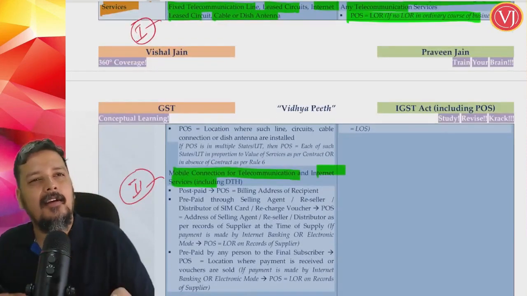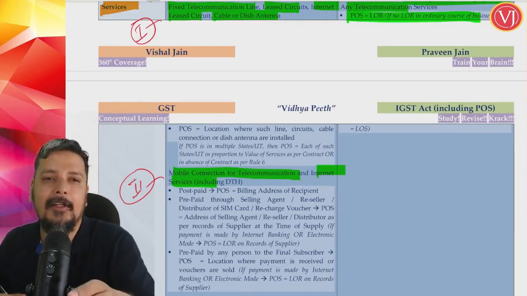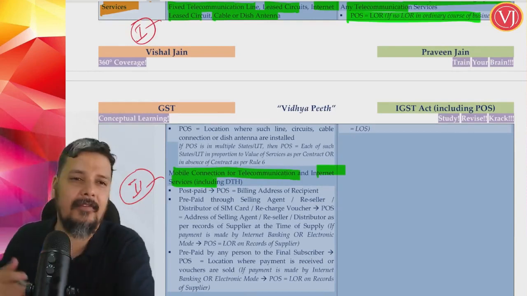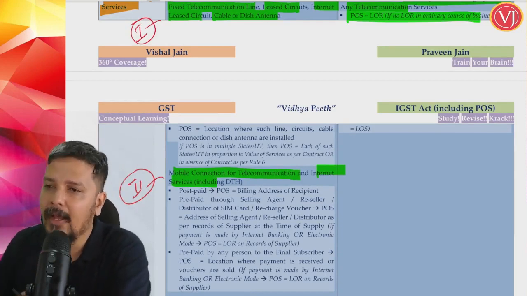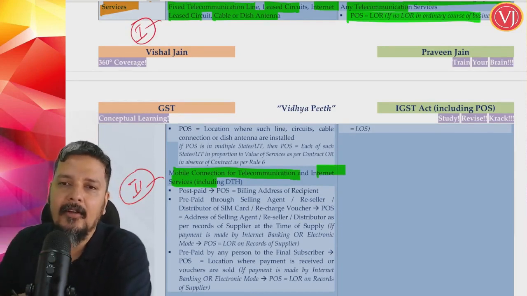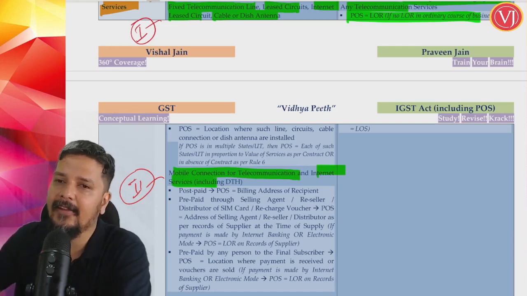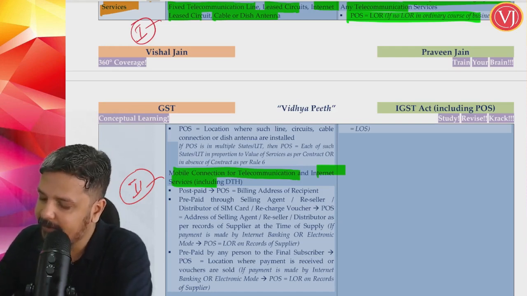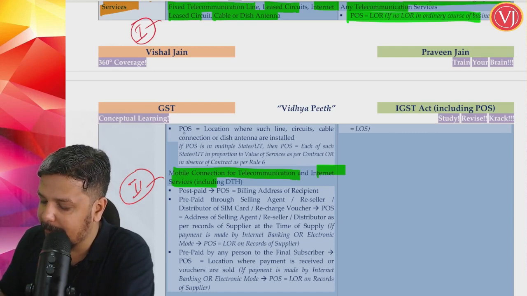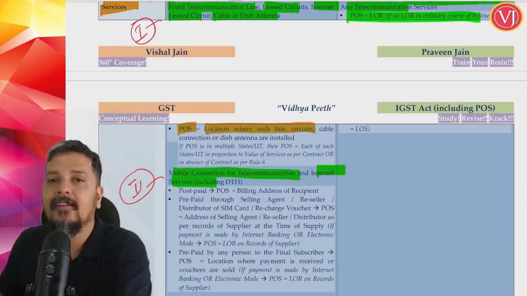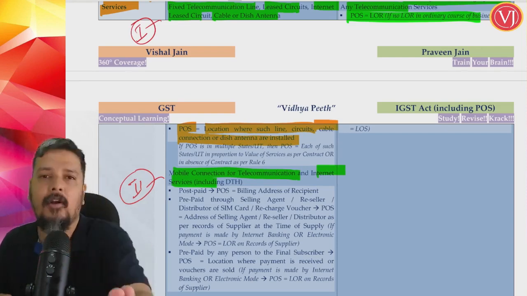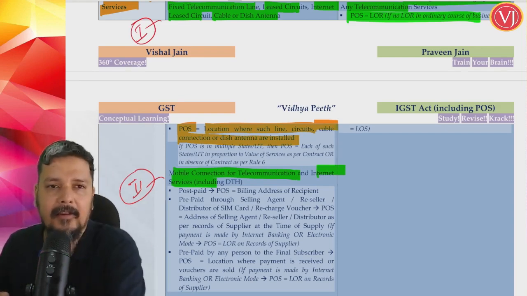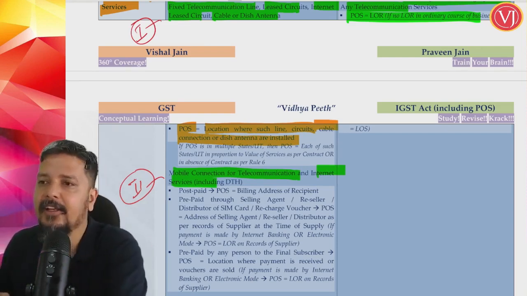See, one is with a particular telecommunication line, one is wireless. One is with wire, one is wireless. So, categorize them as wire and wireless. The first category is wire and the second is wireless. If it is with wires, then your place of supply is the location where such line or circuits or cable connection or dish antenna are installed, because it is with wire. The installation of that.